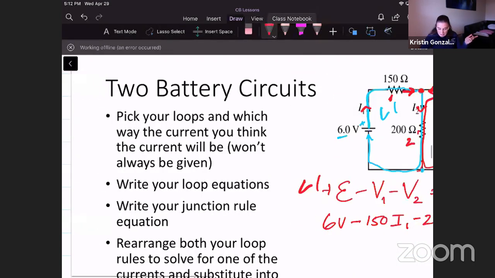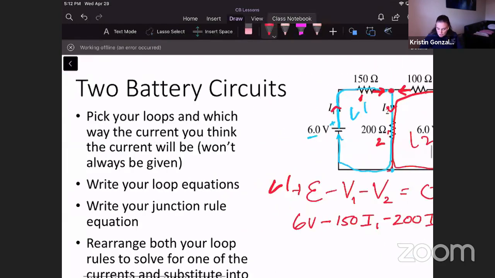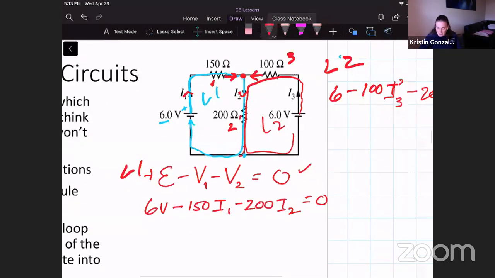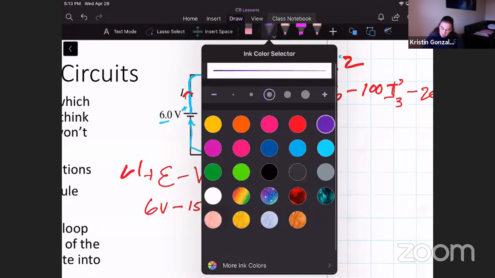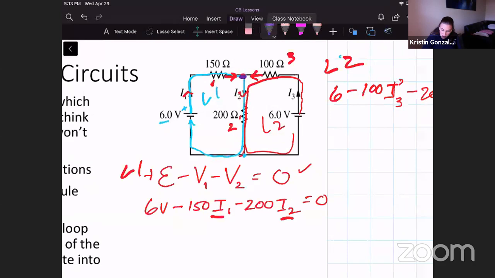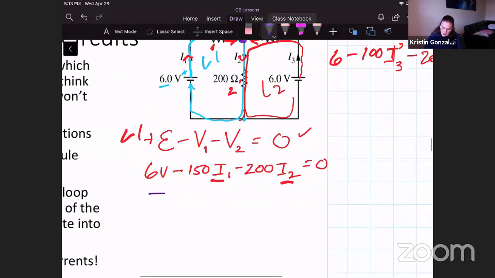The next thing is we have to write our junction rules, because this isn't enough to solve for the currents, right? I've got an unknown current I1, an unknown current I2. I've got 2 unknowns, so we know we can't solve just with that. But we can add in our junction rule. If we look at the junction here, I've got I1 going in, I've got I3 going in, and I've got I2 going out. So if we write our junction rule, we know that I2 is equal to I1 plus I3.